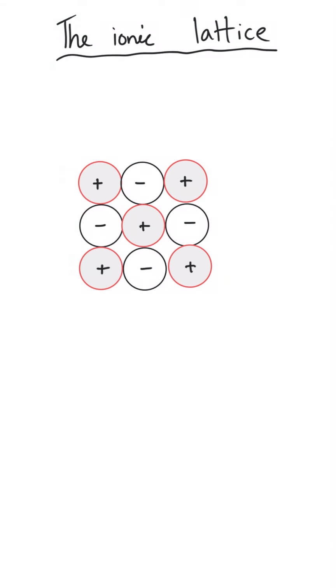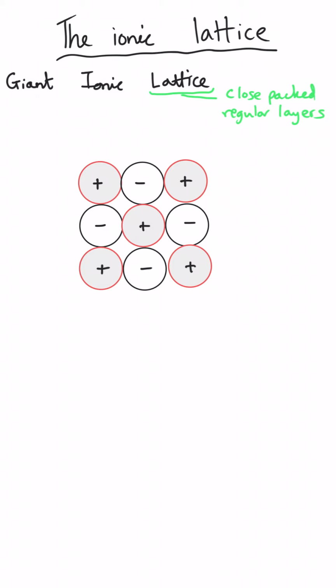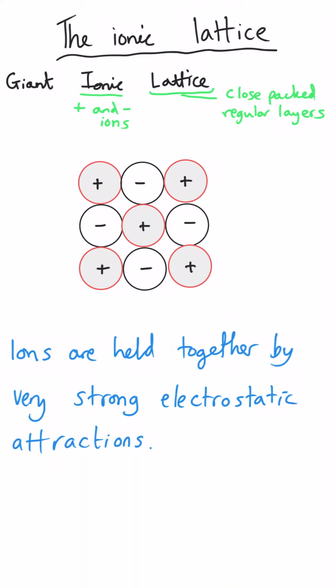And when you make an ionic compound, what you actually form is what's called a giant ionic lattice, or sometimes just an ionic lattice for short. And what you've got is a very close packed regular arrangement of ions. And so you've got positive ions and negative ions, and they are surrounded by each other. Notice if we pick this positive ion in the middle, we can see it's got 4 negative ions in the up, down, left, right positions, and they are held together by very, very strong attractive forces called electrostatic attractions.